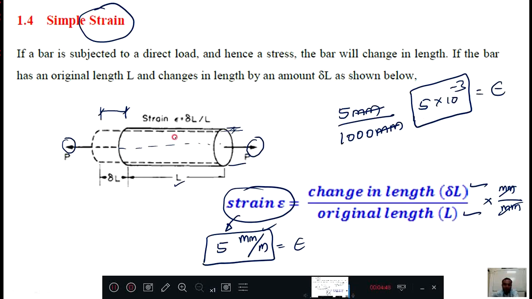Okay, and change in dimension to the original dimension in the lateral direction, that we will call lateral strain, that we will see later. Lateral strain.